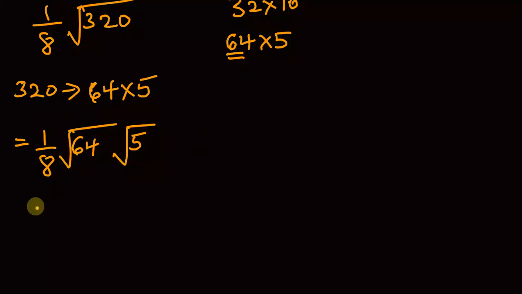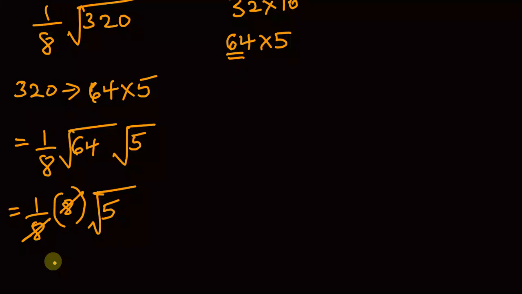This will be 1 over 8. Root of 64 is just 8. Then times root of 5. We don't have the exact root of 5. We can simplify this and this. So we will have just root 5 as our answer, or 1 root 5, which is just the same as root 5. So that is our answer for the question.